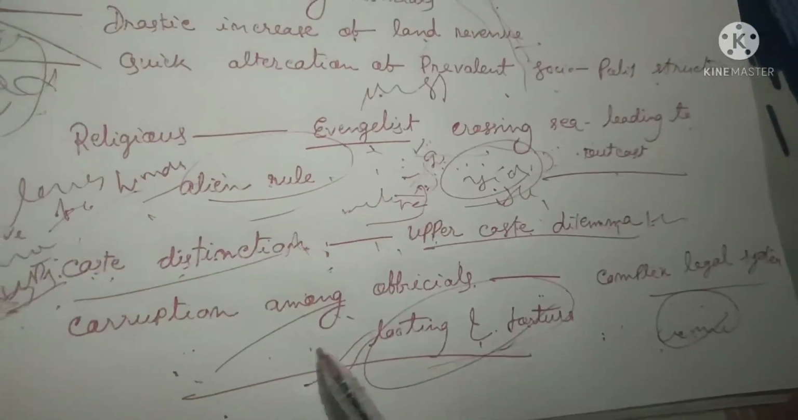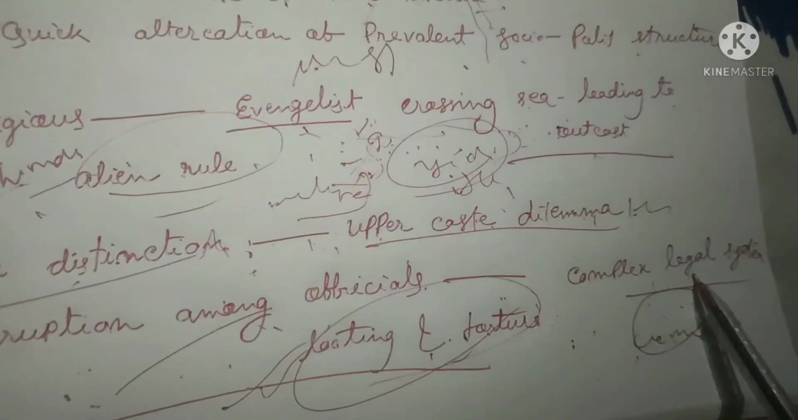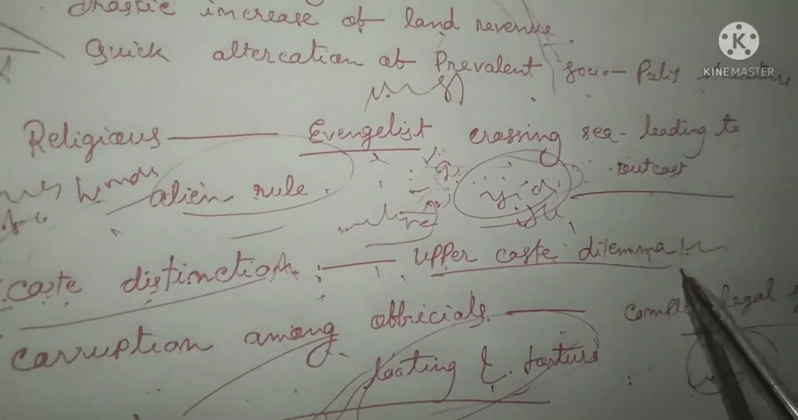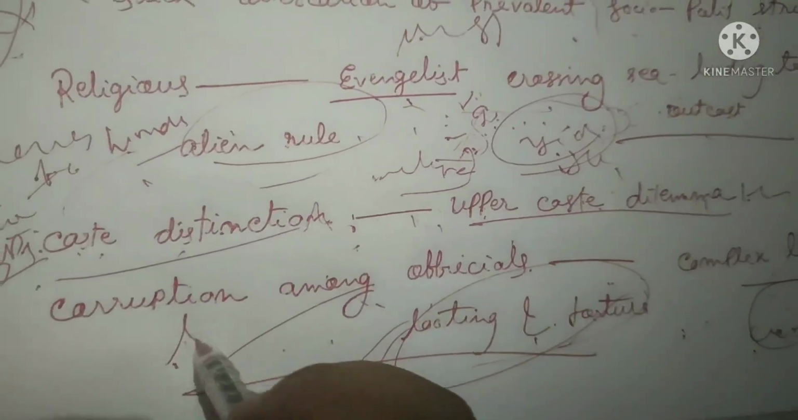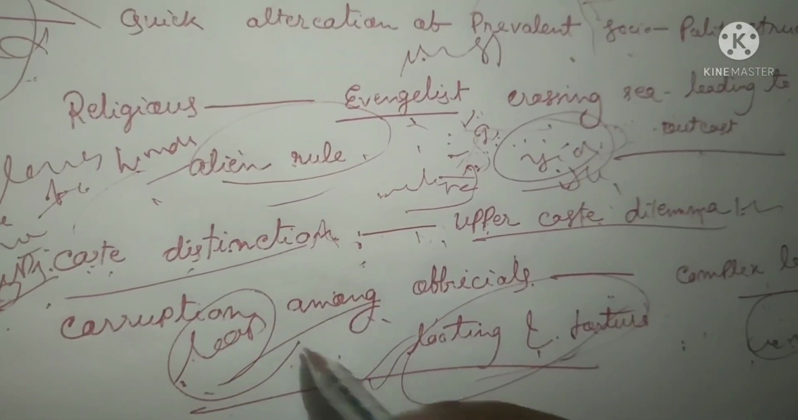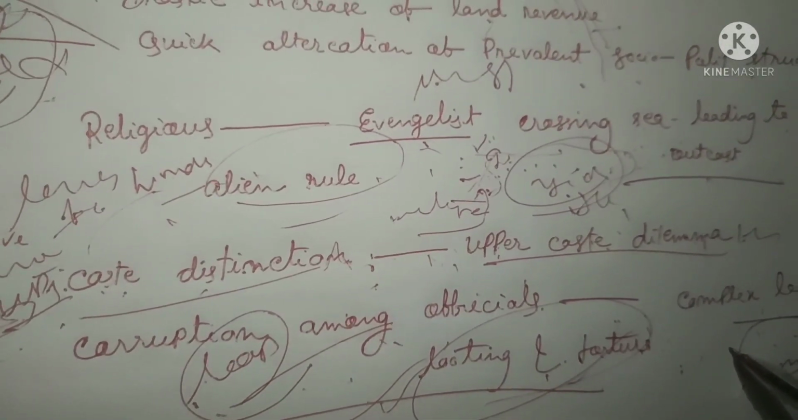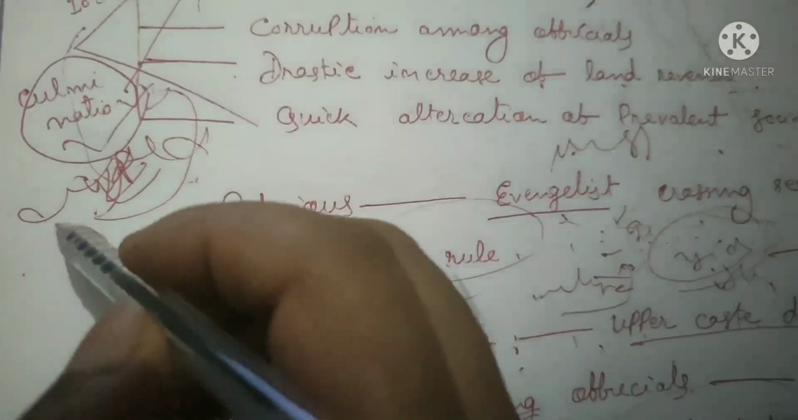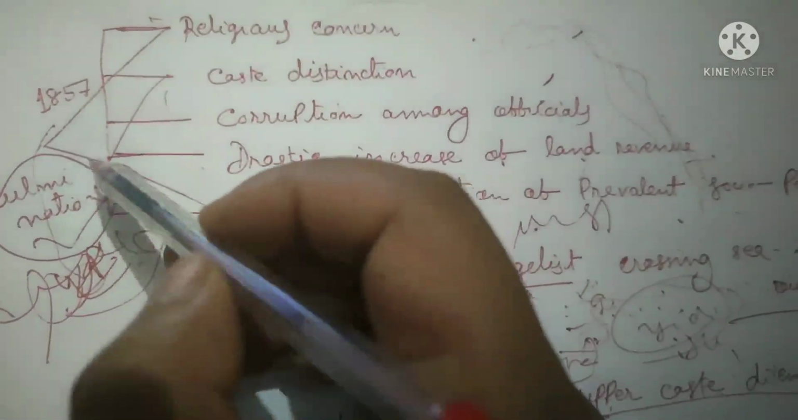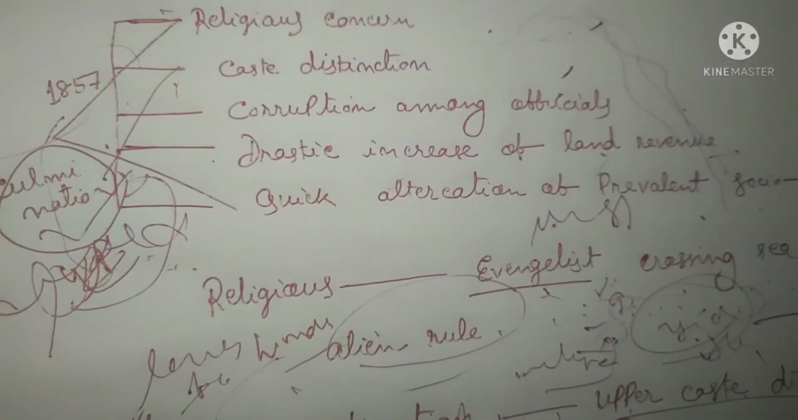So corruption among officials, mainly contributed by the complex legal system, which was far beyond the reach of the common people, especially the poor, gave loopholes for exploitation, looting and torture of the common people by the police officials, and led to the culmination of anger, which is seen in the 1857 uprising.